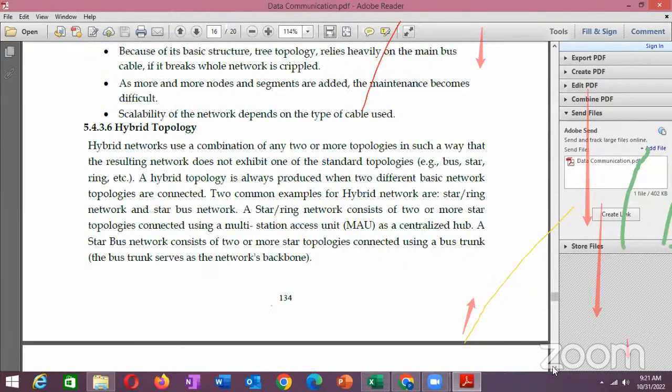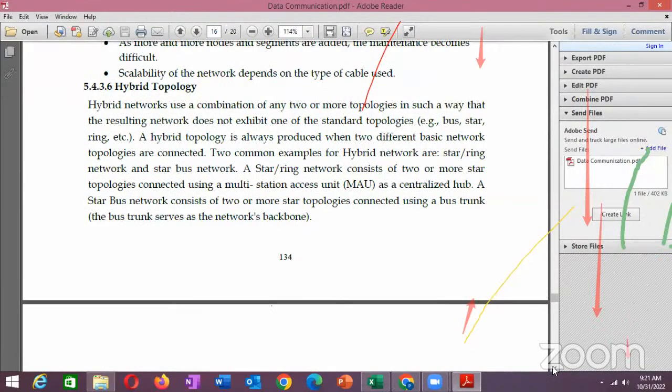Then we have what we call the hybrid. Hybrid networks use a combination of any two or more topologies in such a way that the resulting network does not exhibit one of the standard topologies, e.g. bus, star, ring, etc. Hybrid topology is always produced when two different bus network topologies are connected. Two common examples of hybrid networks are the star/ring network and the star bus network.